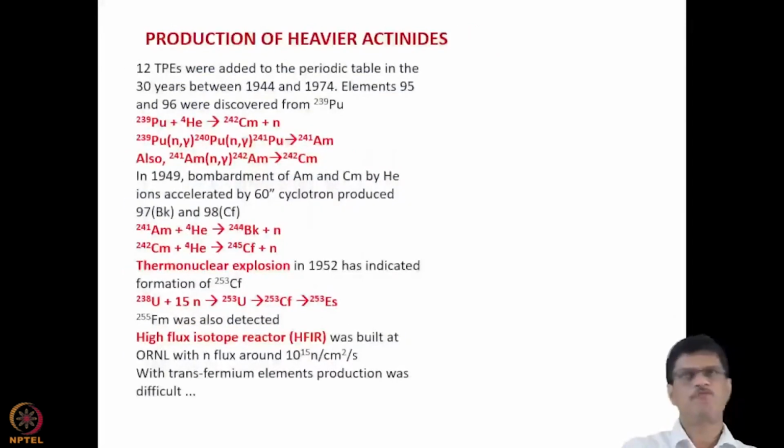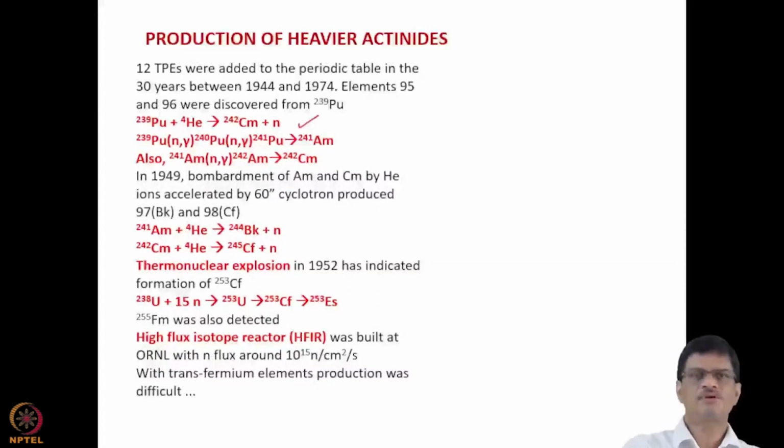Now the production of heavier actinides. Between 1944 and 1974, 12 trans-plutonium elements were added to the periodic table, and elements 95 and 96 were discovered, that is americium and curium as we know them today. They were discovered from plutonium-239. So the reactions are given here.